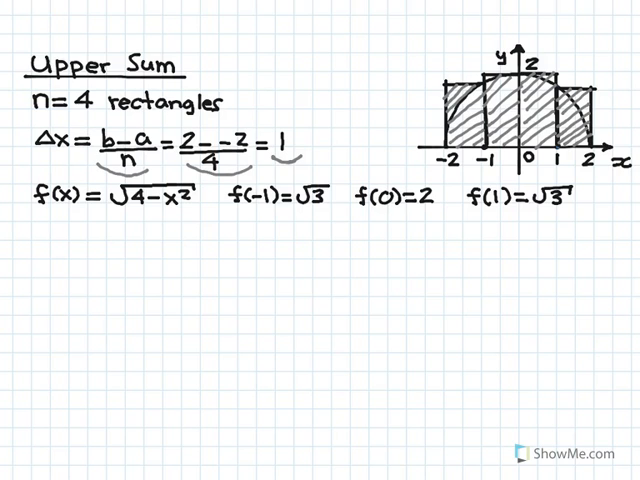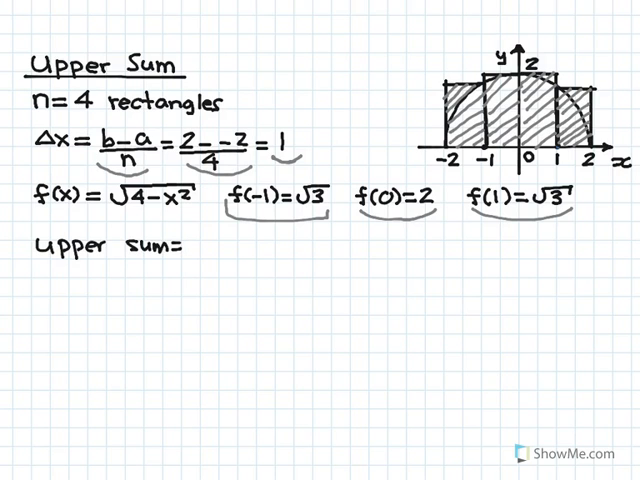So at x equals minus 1, f of minus 1 is root 3. And f of 0, plug x equals 0 into x, and we get f of 0, that's 2. And f of 1 is root 3, plugging x equals 1 into f of x. All right, let's do the upper sum.